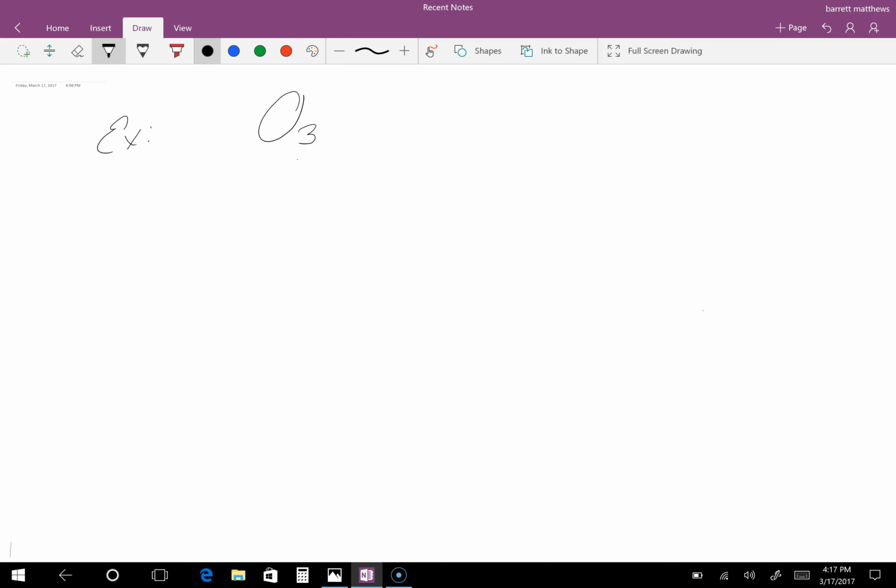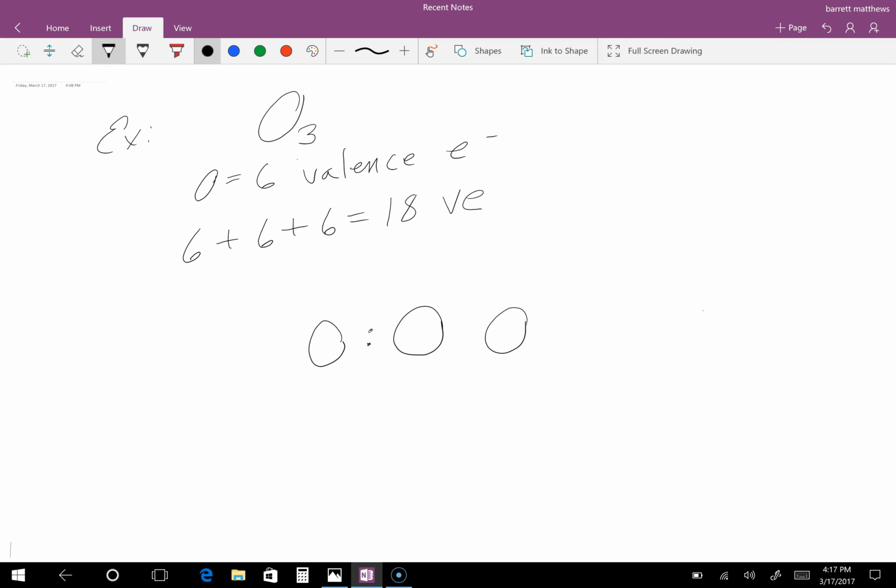Let's take a look at the example of O3. We know that oxygen has 6 valence shell electrons. We know that there are 3 oxygens here, so 6 plus 6 plus 6 is 18. Now we have our number of valence electrons. Now let's draw the symbols for the elements. This one's kind of easy because they're all the same, so oxygen has to be in the middle. Put 2 dots between each one, 2 electrons, and then begin to fill in the rest.